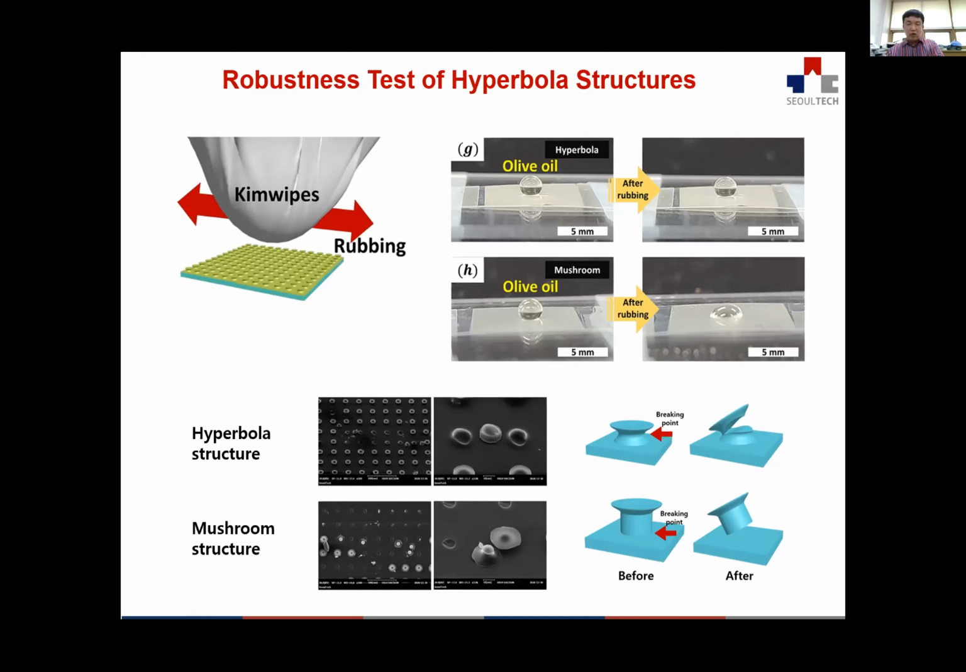So when we look at the breaking point with a high shear stress, we can see that in the case of the hyperbola structures, the breaking point is the center region. On the other hand, in the case of mushroom structures, the breaking point is the bottom region. So that's why it can be applied under high torque.